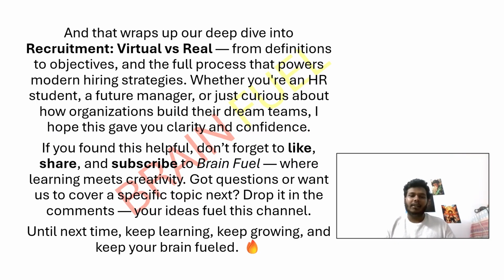And that wraps our deep dive into recruitment, virtual versus real, from definitions to objectives and the full process that powers modern hiring strategies. Whether you are an HR student, a future manager, or just curious about how organizations build their dream teams, I hope this gave you clarity and confidence.